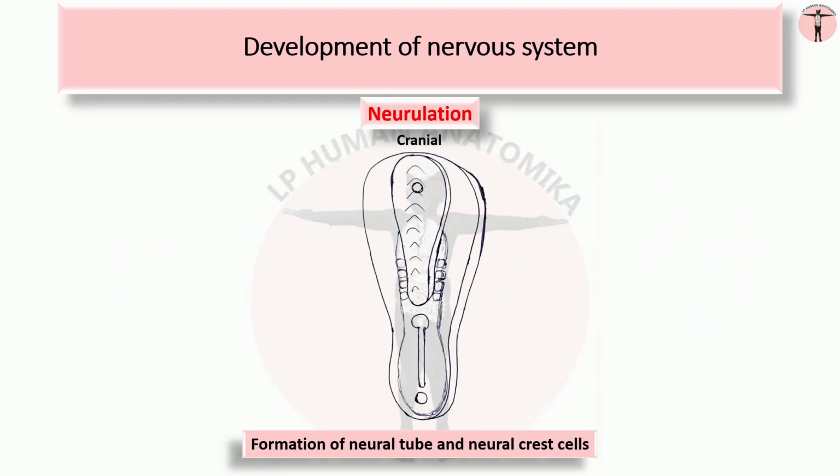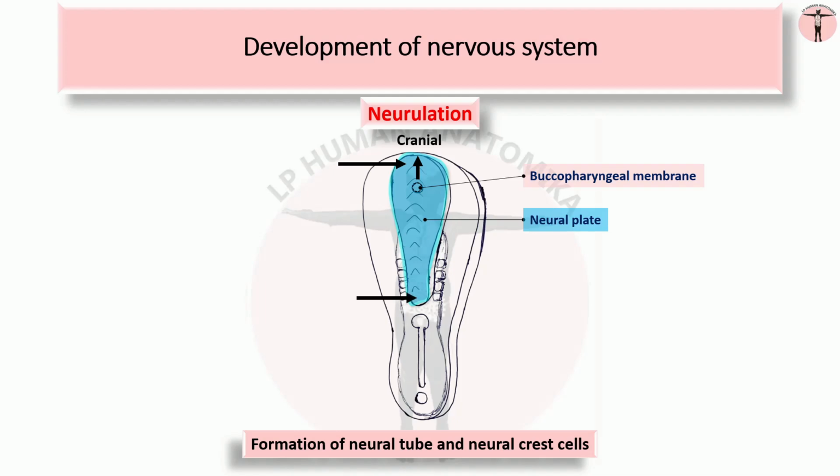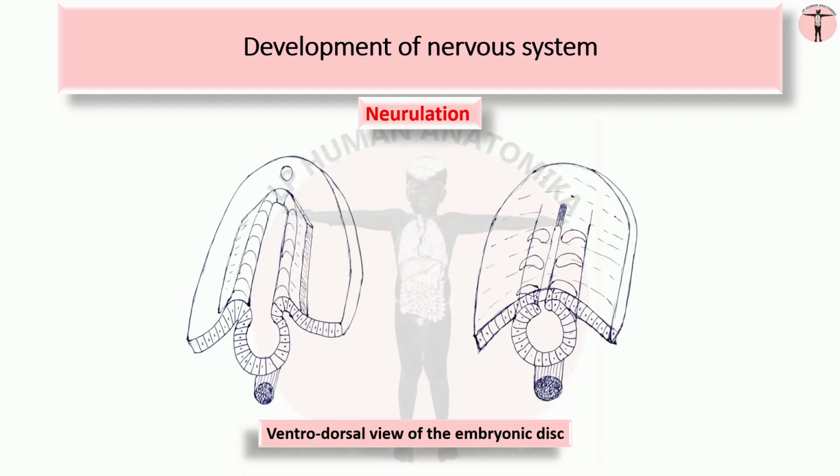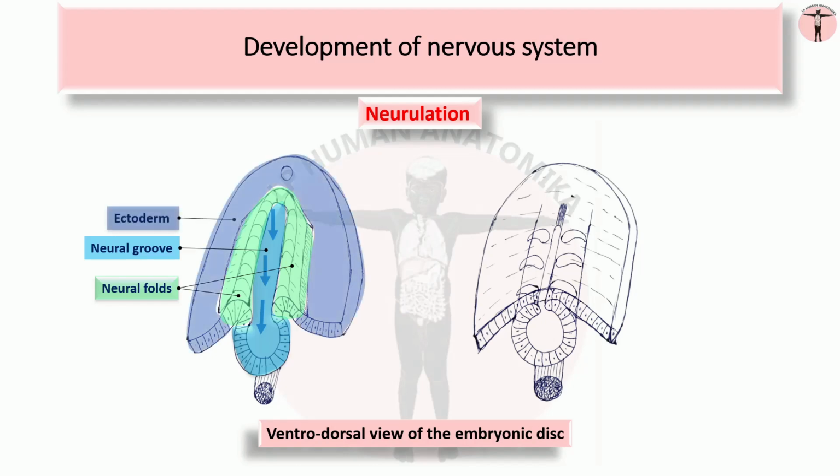Gradually, the neural plate enlarges, overgrows the buccopharyngeal membrane and becomes a slipper-shaped structure. The cranial end becomes broader and the caudal end remains narrow. Now, over the neural plate, in the center, a groove is formed at approximately 18th day of gestation called neural groove. The ridges bordering the groove rise and grow into neural folds. The lateral edges of the neural folds are continuous with the ectoderm.